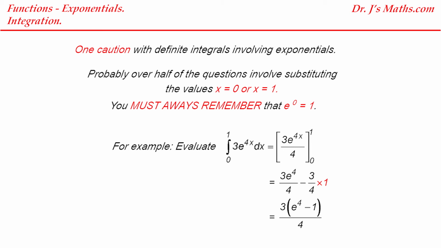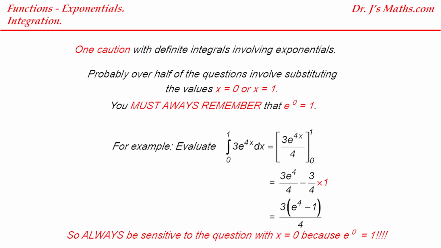So therefore, tidying that up, we have a common factor of 3 and 4, so we take them out, and we're left with e to the 4 minus 1. Always be sensitive to the question with x equals 0, because e to the 0 is 1, and your examiners will always test you out on that point.